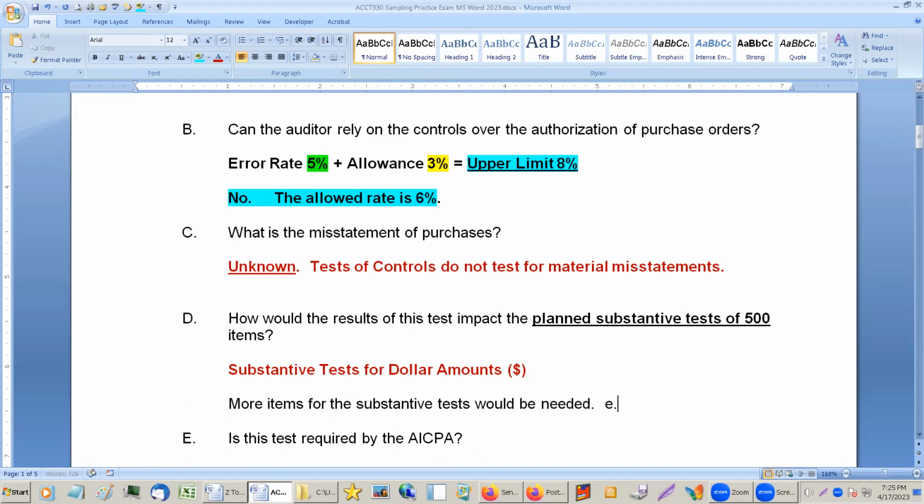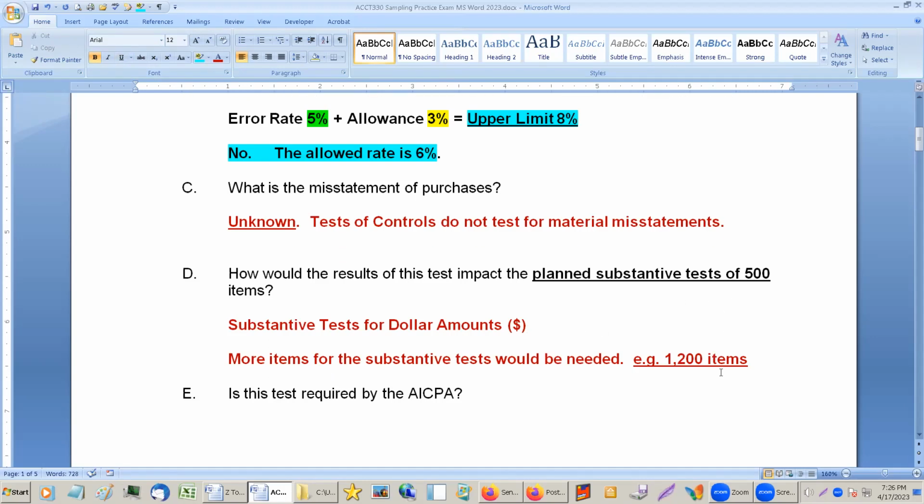So for example, I don't know. All right, so if we can't rely on the test controls, we have to take more of them. Whatever you come up with, you work out how many additional you need to get to the level you want. So maybe you take 1,200 of them, something like this.